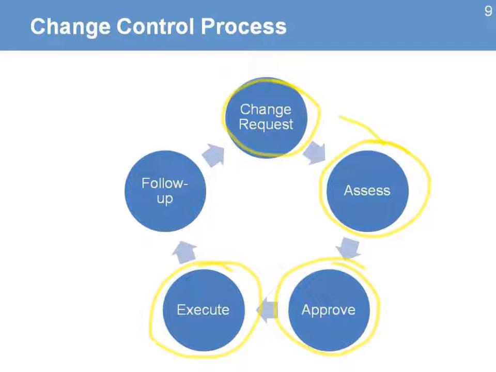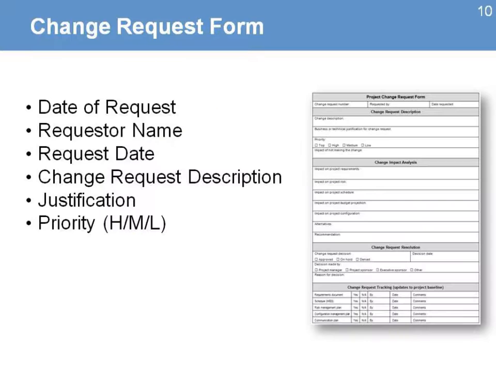We then execute that change, meaning we update our plans, we make changes to our activities, and we implement those changes. And as always, we do a follow-up. Have we implemented the changes, and are the changes actually producing the benefits that we intended or that we used to justify that change? And that's part of our cycle of the change control process.